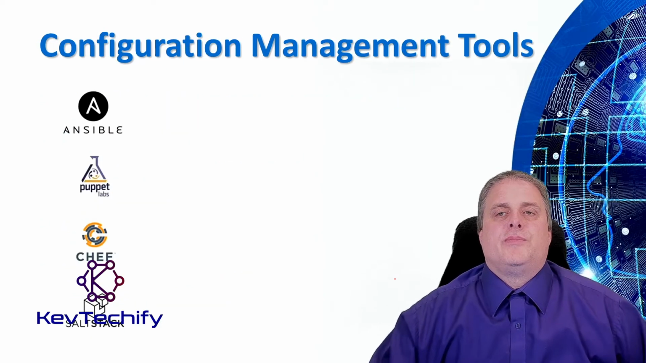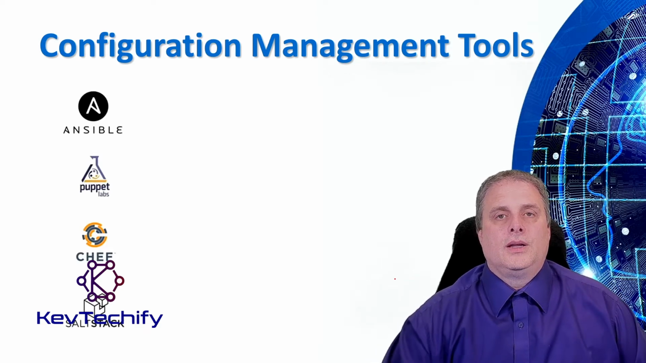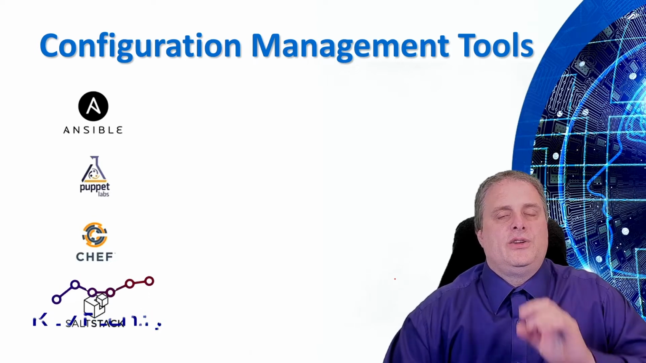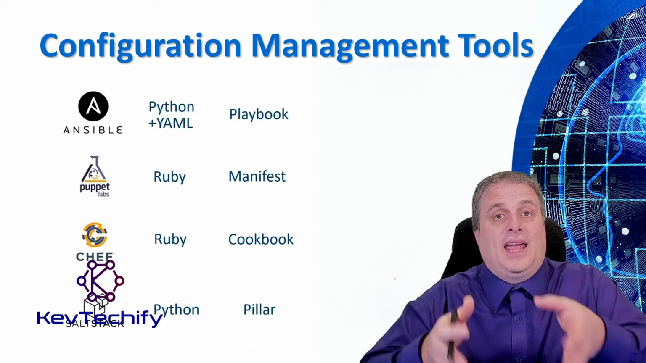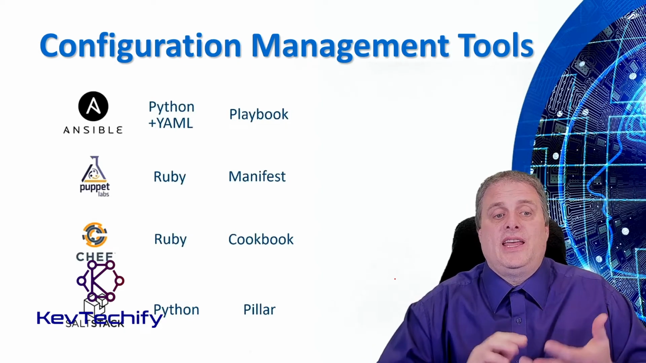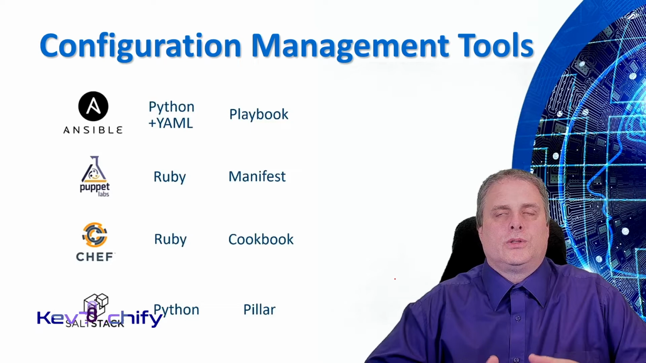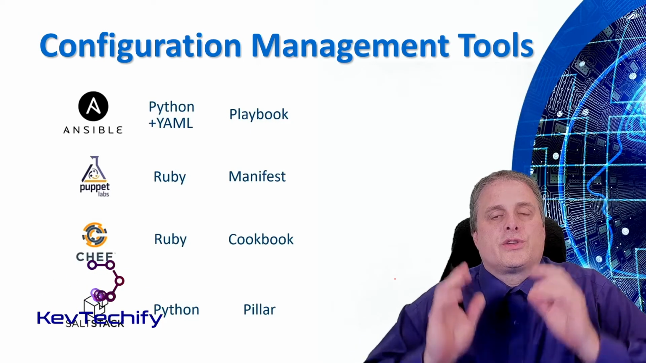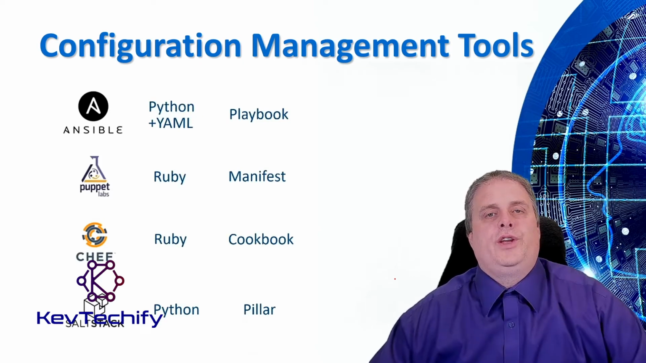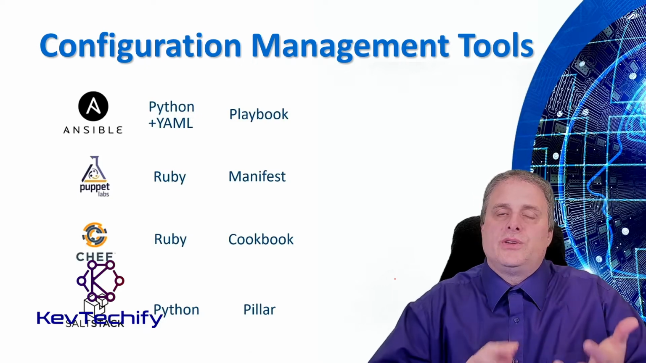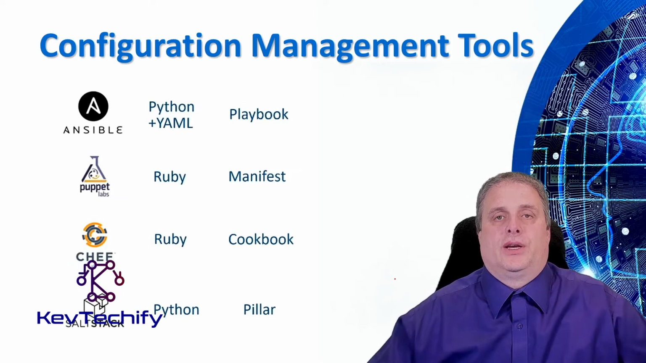There are several configuration management tools out there: Ansible, Puppet, Chef, and SaltStack. These configuration management tools typically use Python or Ruby. Ansible uses Python and YAML. Puppet and Chef, they use Ruby. SaltStack uses Python. These management tools use recipes to script tasks, and these tasks automate changes over your network. Ansible uses a playbook. Puppet uses a manifest. Chef uses a cookbook. SaltStack uses a pillar.